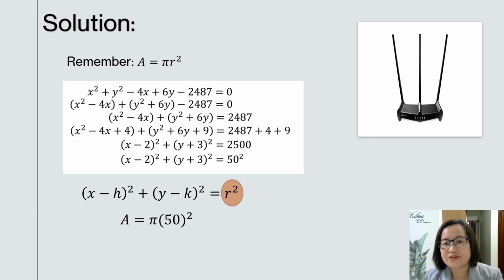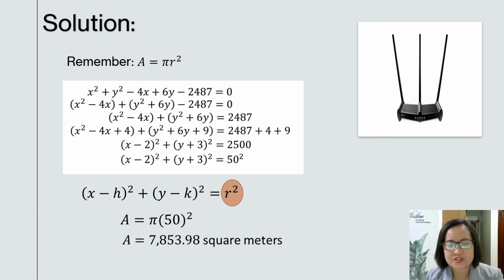Substituting the value of r to the formula A equals pi r squared, we will have A equals pi times the square of 50. Substituting the value of pi and estimating it to the nearest hundredth, the area of coverage will be 7,853.98 square meters, or 7,853 and 98 hundredths square meters.